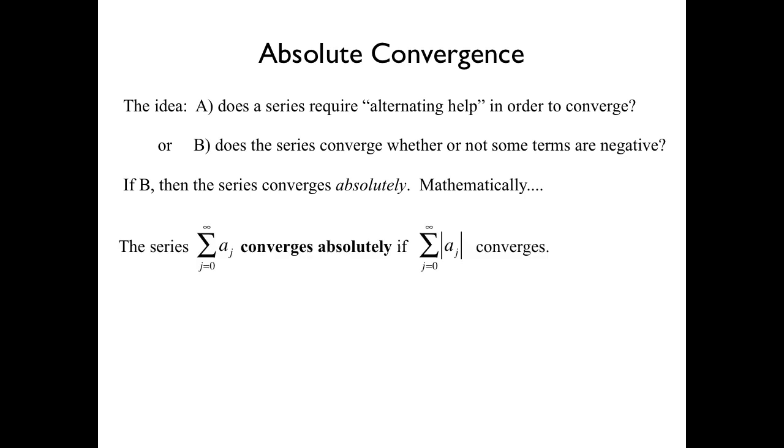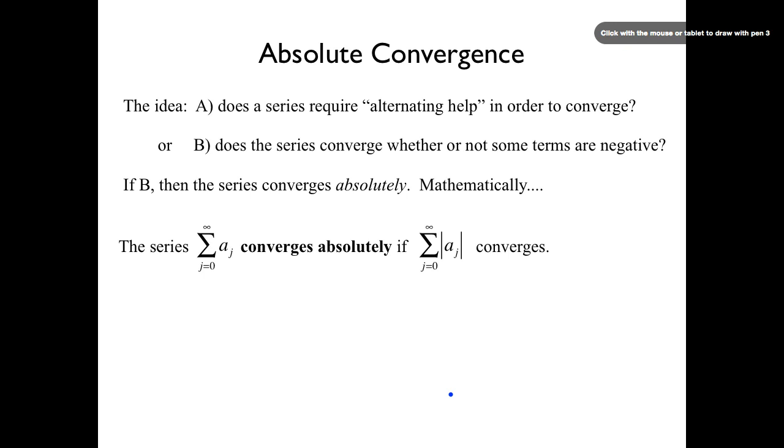It means the series converges absolutely if the series with all positive terms also converges, right? So if any of the terms were negative to start with, make them all positive, and if that thing still converges, then that original series converges absolutely. Again, it doesn't need the help of alternating series to get it to converge. Then it's absolutely convergent. Now, what if it does need that help?